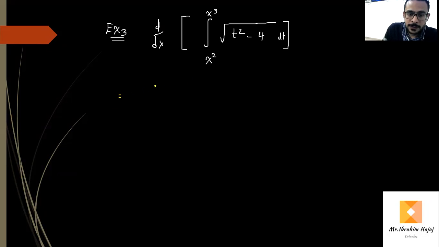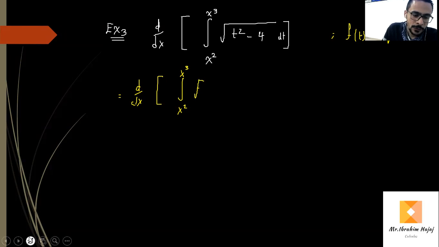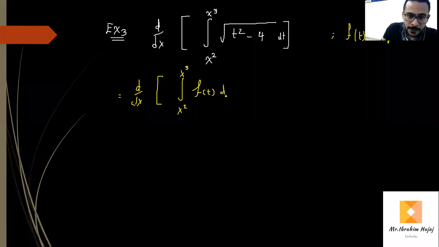You should only guys substitute. The steps is to let f of t is equal to the square root of t squared minus 4. So to write it the same as the fundamental theorem of calculus, which is x squared over x cubed. Okay, and then f of what? f lowercase of what? t. احنا حطيناها خلاص افترضناها ب f of t dt. So it's going to be f of x cubed minus f of x squared.